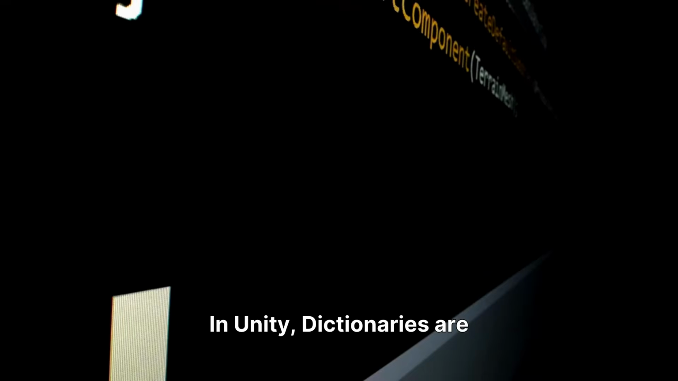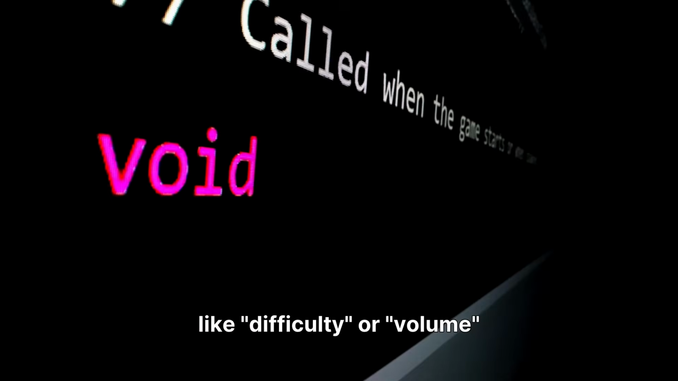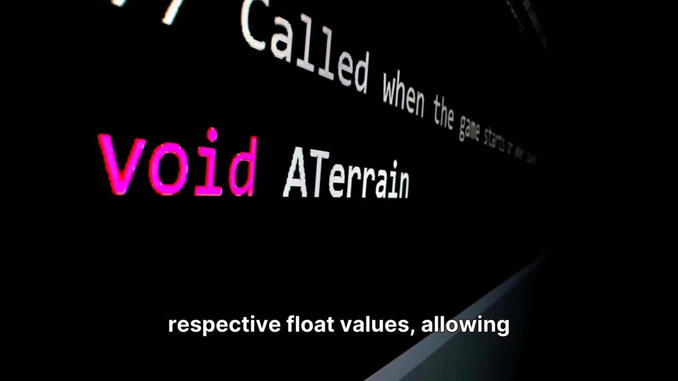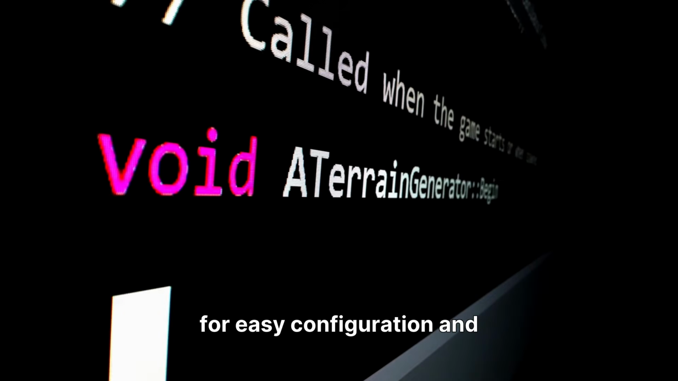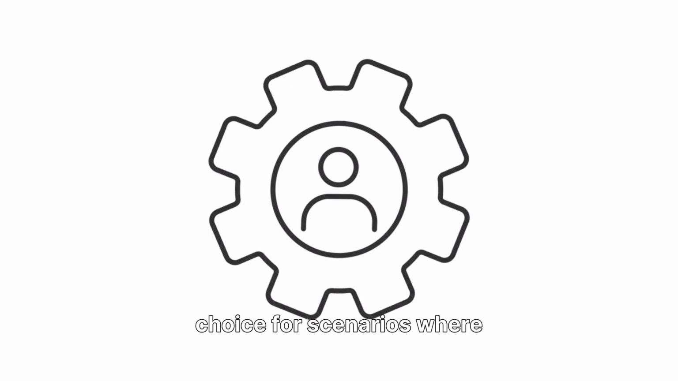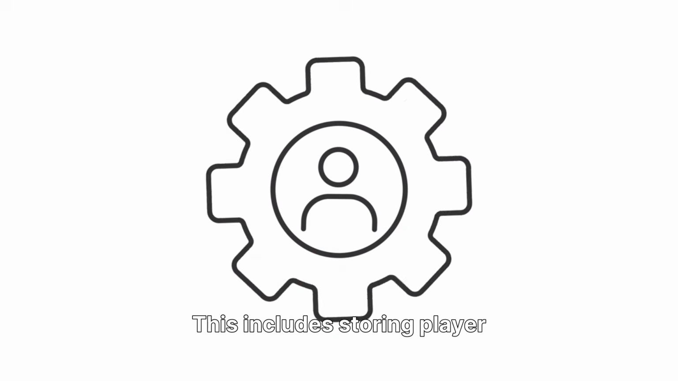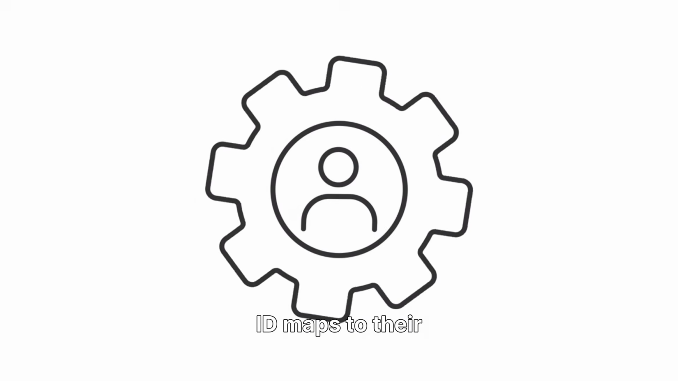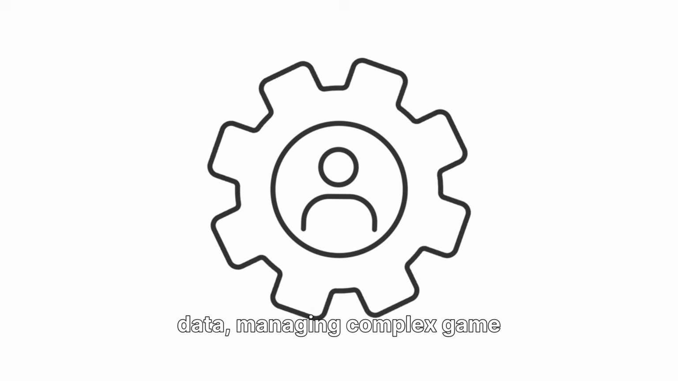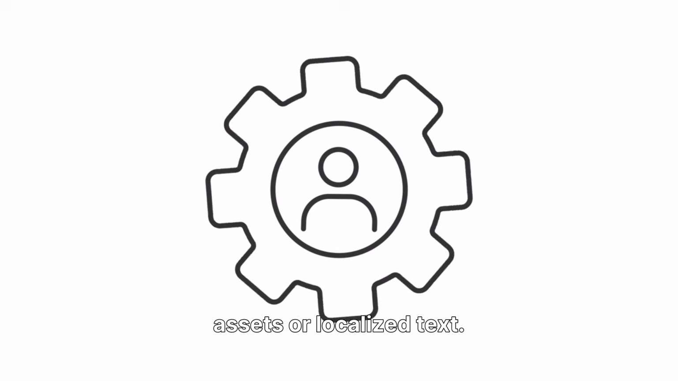In Unity, dictionaries are incredibly useful for managing various game settings. You could use a Dictionary<string, float> to store settings where string keys like "difficulty" or "volume" map directly to their respective float values, allowing for easy configuration and retrieval of game parameters. Dictionaries are the perfect choice for scenarios where you need to quickly retrieve specific data based on a unique identifier. This includes storing player profiles where a player ID maps to their data, managing complex game configurations, or creating efficient lookup tables for game assets or localized text.